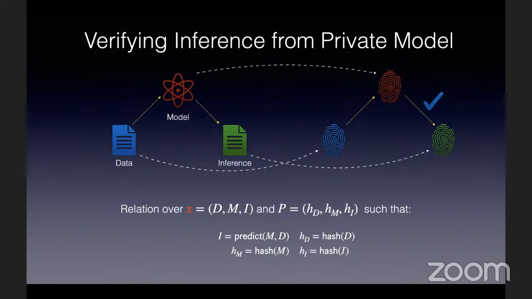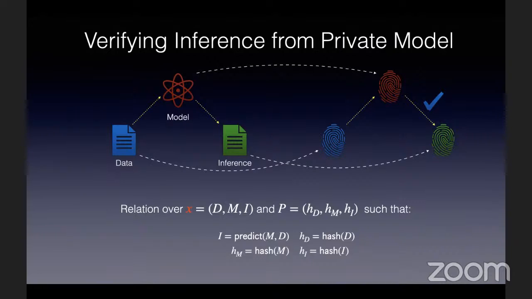So which are the hashes of the data, model, and inference respectively. This is the public data. This is what the verifier knows. And the relation governing them should be that I is essentially predict of M, comma D. So run the prediction algorithm using model M as the input and data D. And HD is supposed to be hash of D, HM is supposed to be hash of M, and HI is supposed to be hash of I. So this would be the relation that we can prove in zero knowledge.